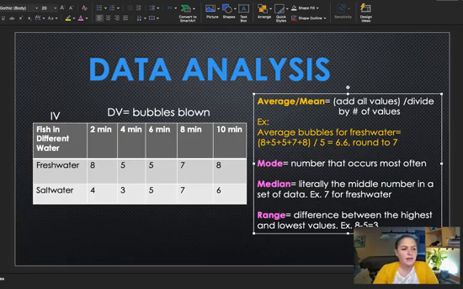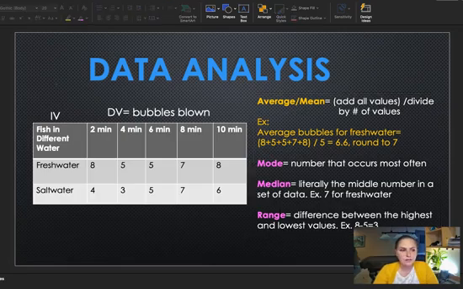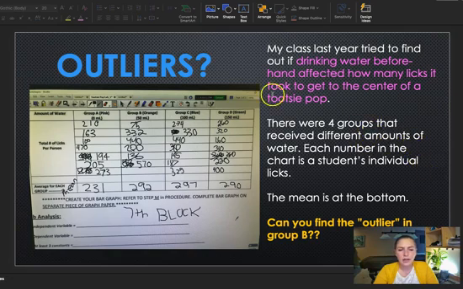All right. Now, there can be some issues with data, and so I want to talk about that really quick, and that includes something called outliers. I plugged in an example from my class from last year. Last year I had my kids finding out how many licks it takes to get to the center of a Tootsie Pop, but I wanted them to see if drinking water beforehand affected how many licks it took to get to the center. So I divided all of them up into 4 groups. The first group didn't get any water, second group got a certain amount, third, fourth.